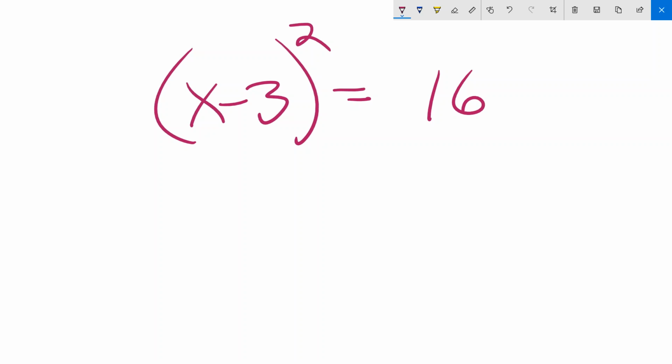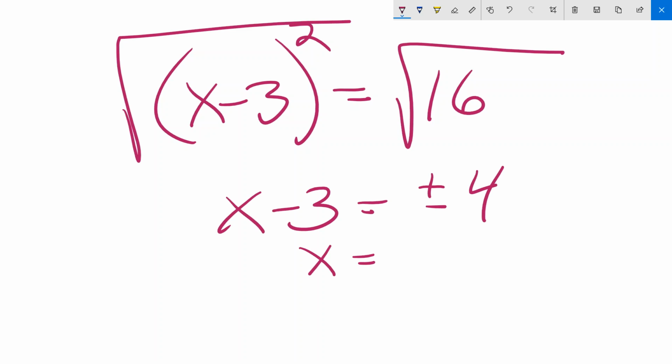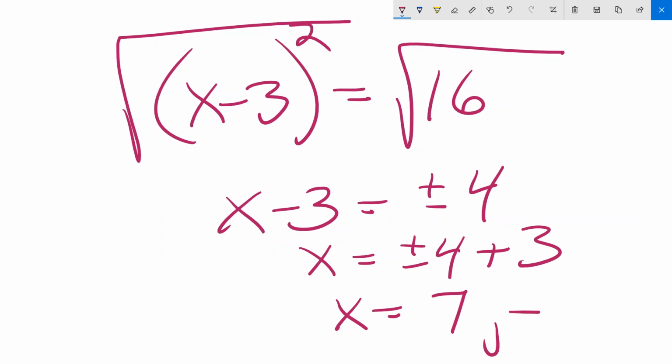If I take the square root of the left side and the right side, I get x minus 3 equals plus or minus 4. So x equals plus or minus 4 plus 3. So x equals 7 or minus 1. This example is one of the few cases where you do not get rid of parentheses first. You take the square root of both sides first.